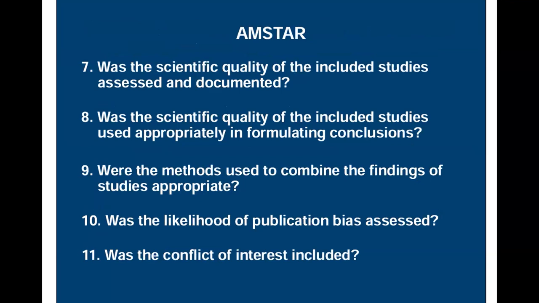Was the scientific quality of the included studies assessed and documented? Then, if you say it is a high risk of bias, you should have enough information to say that this is a high risk of bias. If it is unclear, then that's fine. If it is low risk of bias, then you should have enough justification for whatever decision you make. Was the scientific quality of the included studies used appropriately for formulating conclusions?